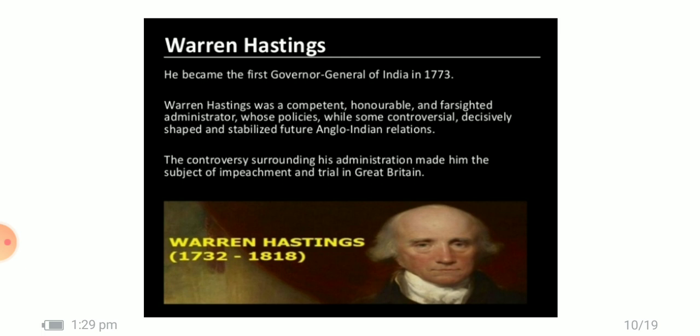First Governor General, let's see. Warren Hastings was the first Governor General of India in 1773. He was a competent, honorable, and farsighted, able administrator, whose policies, while sometimes controversial, decisively shaped and stabilized future Anglo-Indian relations. The controversy surrounding his administration made him the subject of impeachment and trial in Great Britain. So that is how Warren Hastings became the first Governor General of India, and what things he did during his rulership.